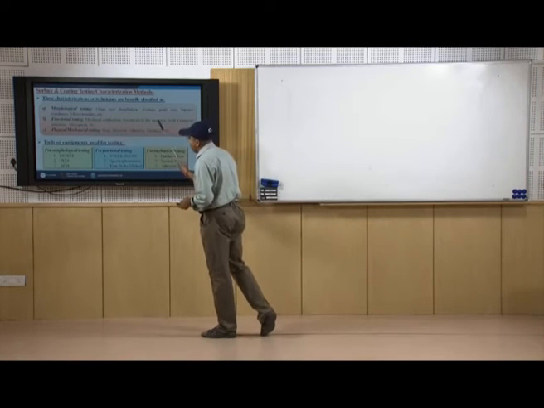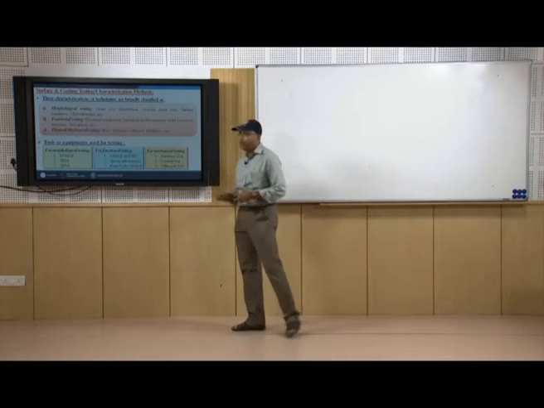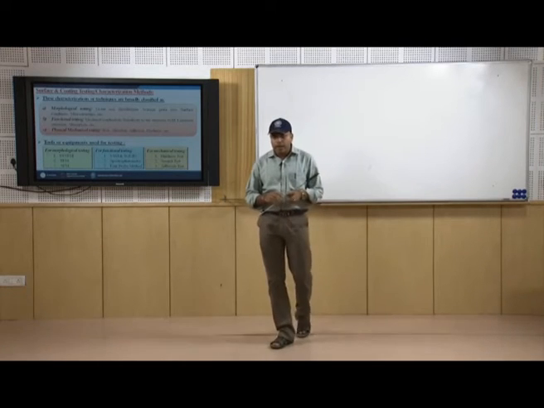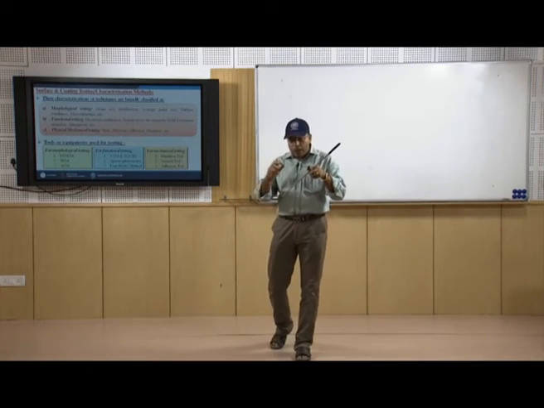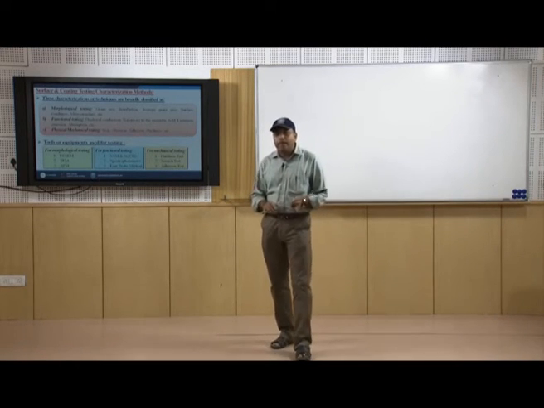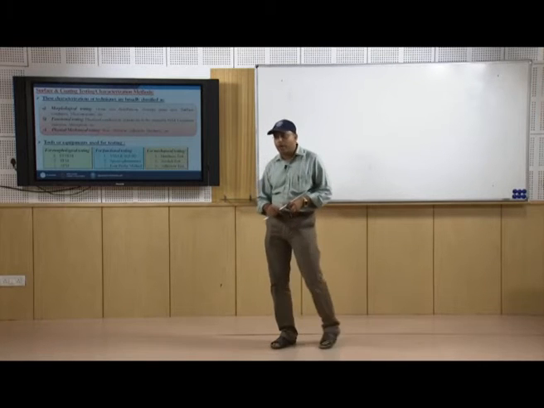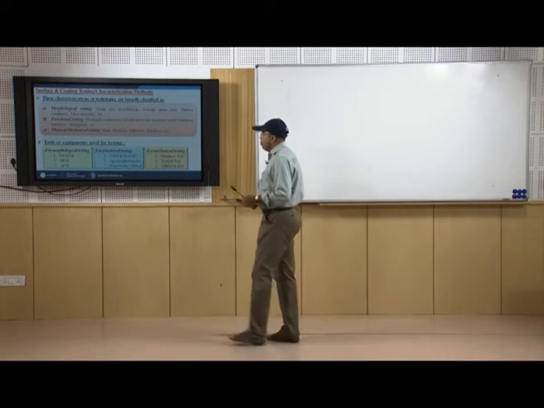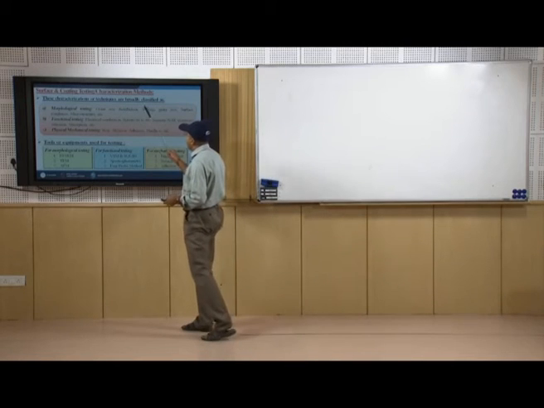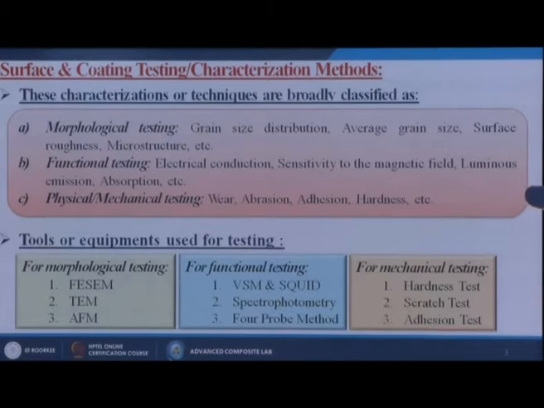So, first, surface coating and testing characterization methods. In this slide we are going to give an overview of the different types of characterization techniques that we can use to test whether the coating properties of that particular substrate are proper or not. These techniques are broadly classified as, first, morphological testing, that means grain size distribution, average grain size, surface roughness and the microstructure.